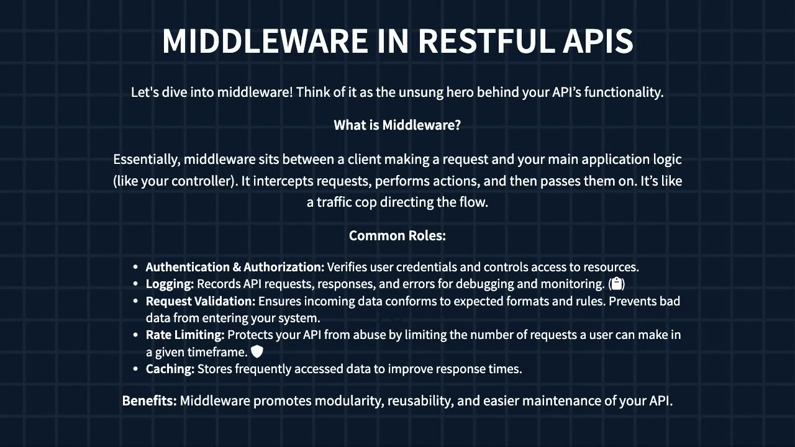Okay, let's talk about middleware. In a RESTful API, it's like an extra layer that sits between the client and your main code. Think of it as a helper that does things before or after your main logic processes a request. It can handle lots of different tasks, checking if someone is authorized to access a resource, logging every request for debugging, or even making sure the data coming in is actually valid. Using middleware makes your API more organized and easier to update later on.